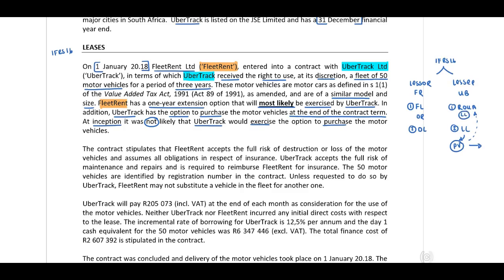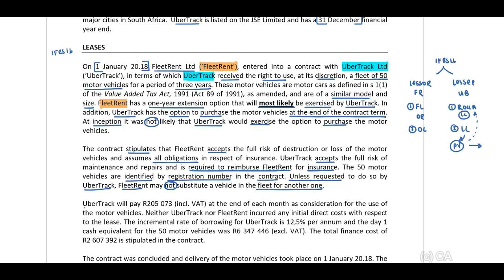They indicate to us the contract stipulates that Fleet Rent accepts the full risk of destruction or loss of the motor vehicles and assumes all obligations in respect of insurance. UberTrack accepts the full risk of maintenance and repairs and is required to reimburse Fleet Rent for insurance. The 50 motor vehicles are identified by registration number in the contract. Unless requested to do so by UberTrack, Fleet Rent may not substitute a vehicle in the fleet for another one.